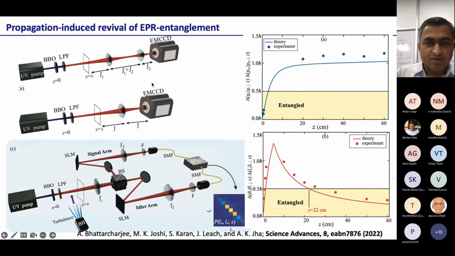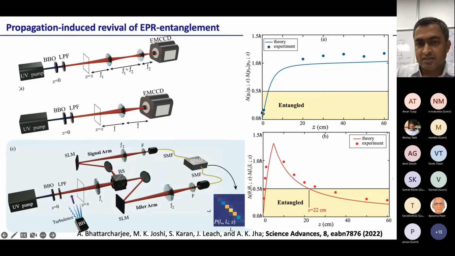This setup is for measuring the conditional position uncertainty and the conditional angle uncertainty. This setup was for measuring the conditional momentum uncertainty, and this setup was for measuring the conditional orbital angular momentum uncertainty. With that, we plotted the product of the conditional position uncertainty and conditional momentum uncertainty. This is the theory value, the dots are the experiments. In this region, it is below 0.5 h-bar, which is the limit for entanglement. If this product is less than this value, then it's certainly entangled. Above, you cannot really claim anything.